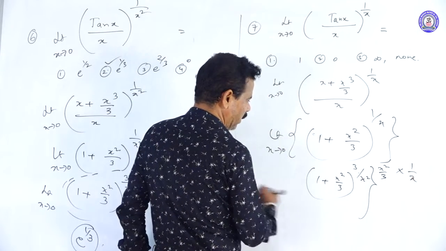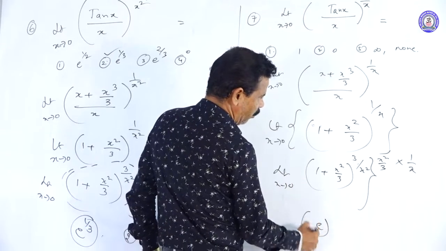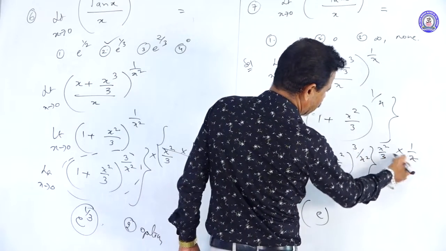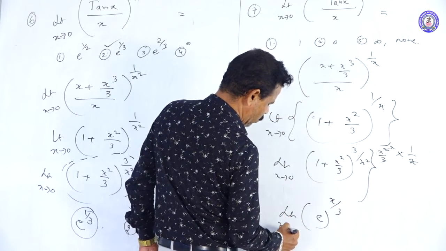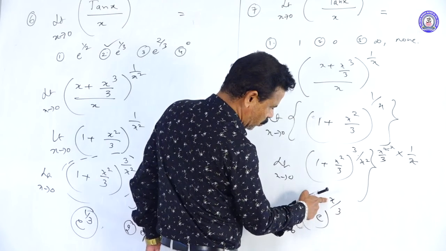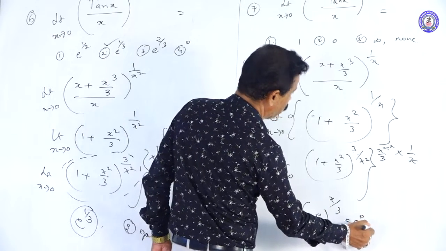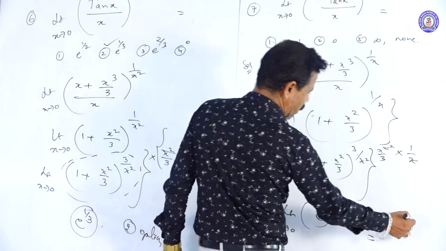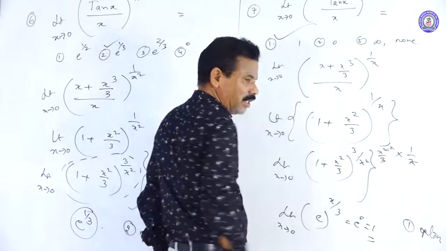This value we know from before: limit x tends to 0, this value is e. Power x square by 3x, again x is here, so e power x by 3, whereas limit x tends to 0. So x tends to 0 means 0 by 3 is 0, e power 0. E power 0 is 1. So the first option is the right answer.